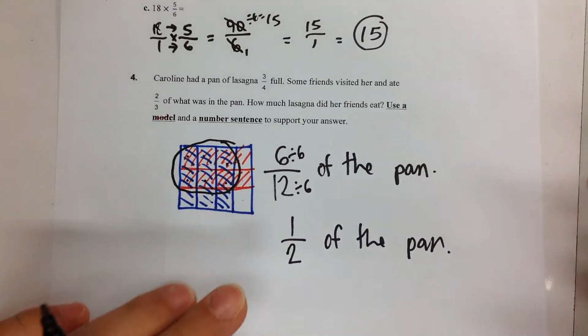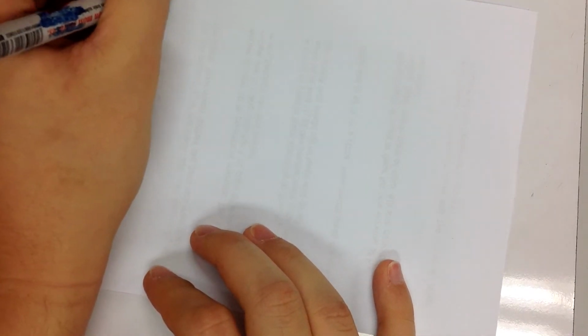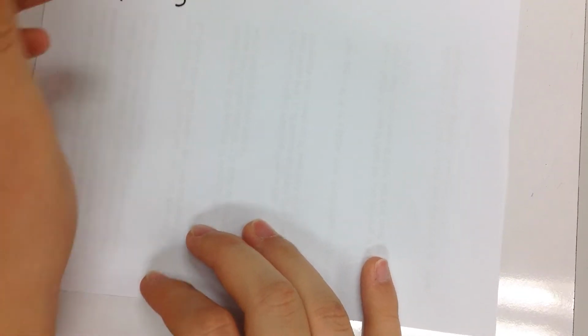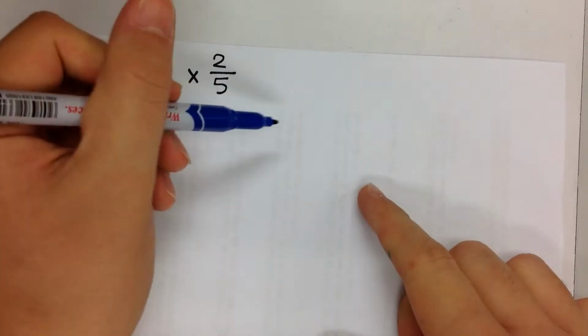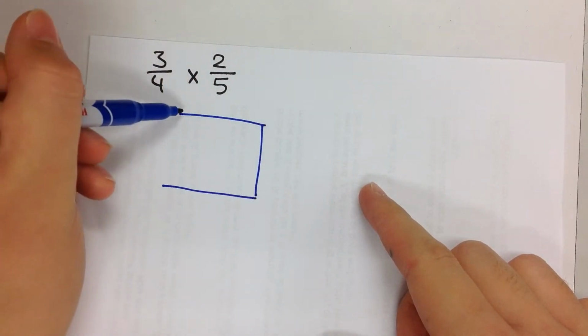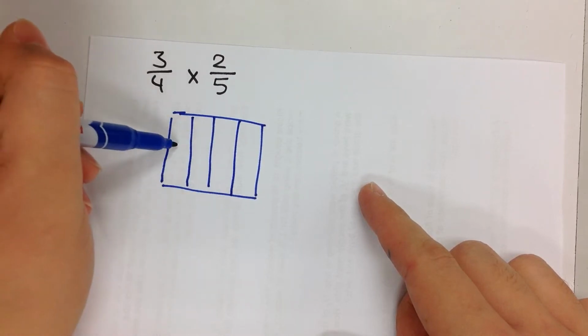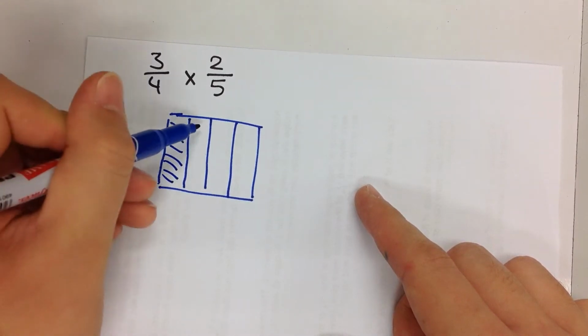Before we move on to division, I want to go over a couple of more fraction multiplication models just to make sure that you have a good understanding of it. So let's go ahead and try 3/4 times 2/5. Make it a little bit more challenging. 3/4 times 2/5. So again, I'm going to use a brownie pan model. So I'm going to draw my box. I'm going to split it into fourths. So 1, 2, 3/4.